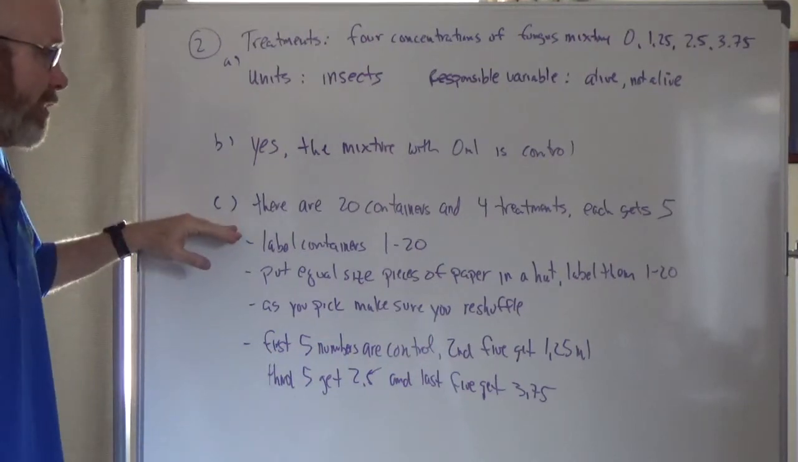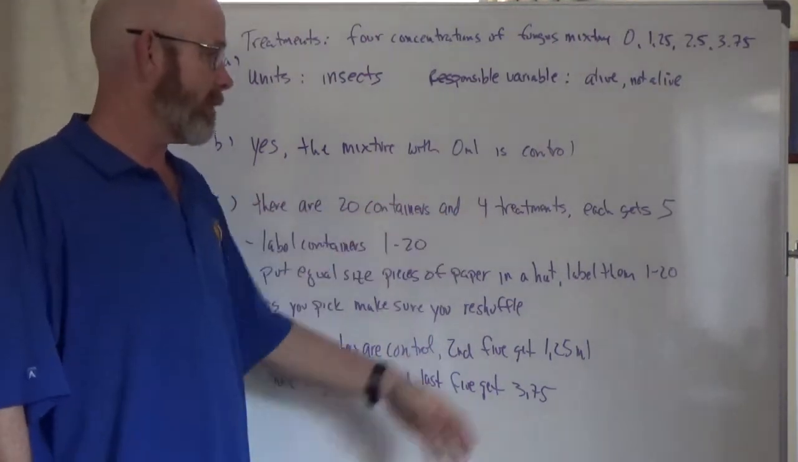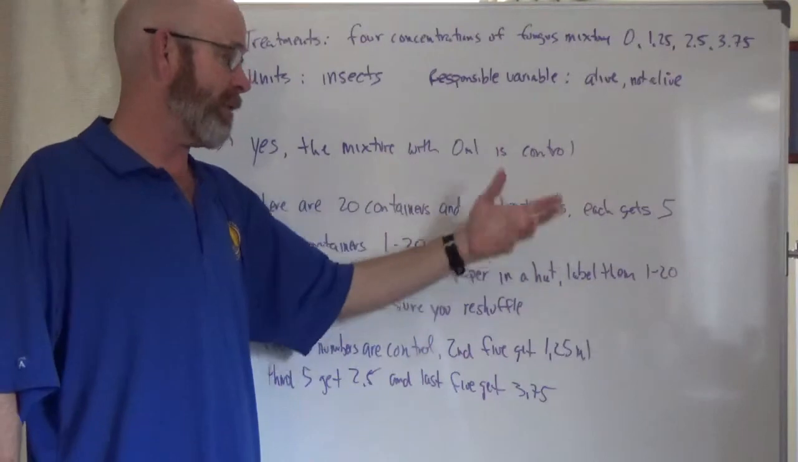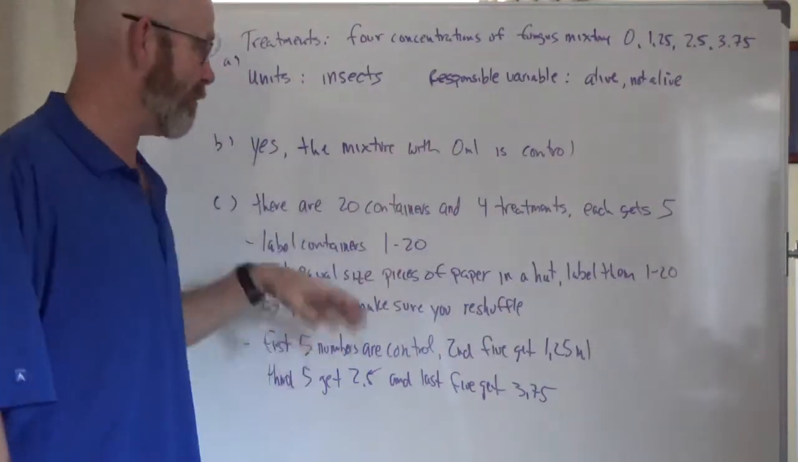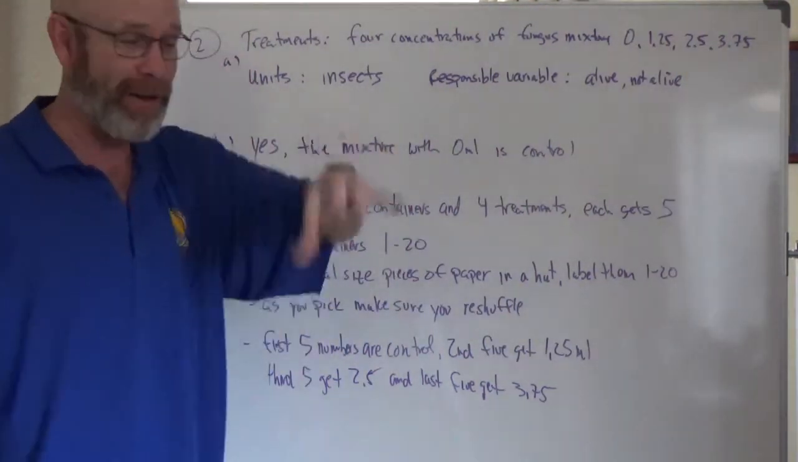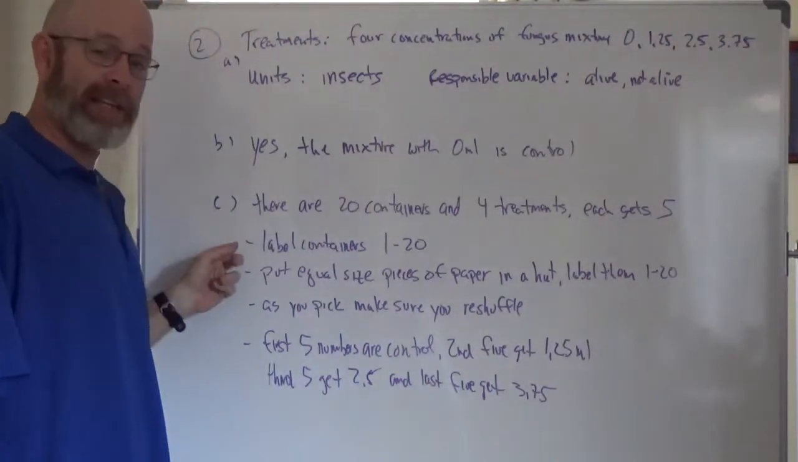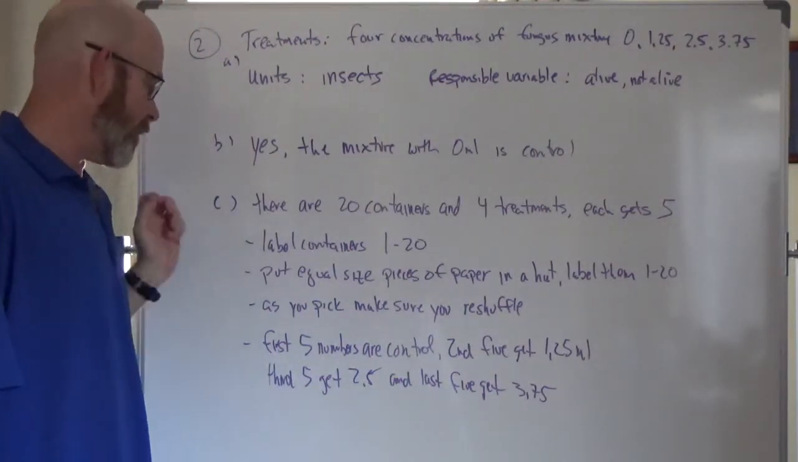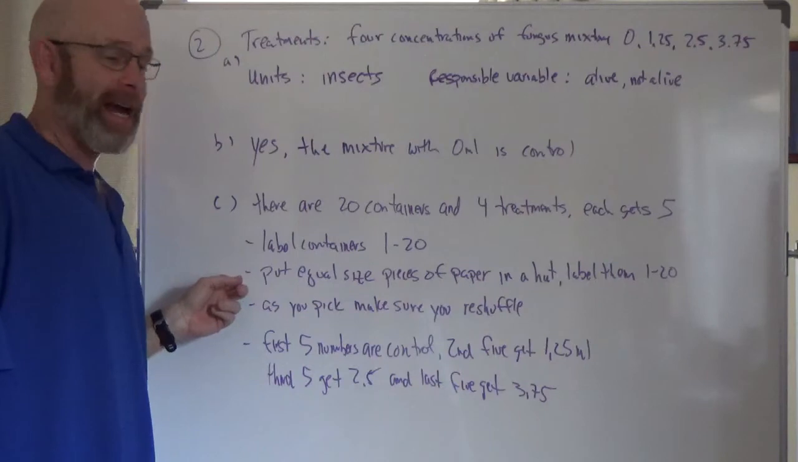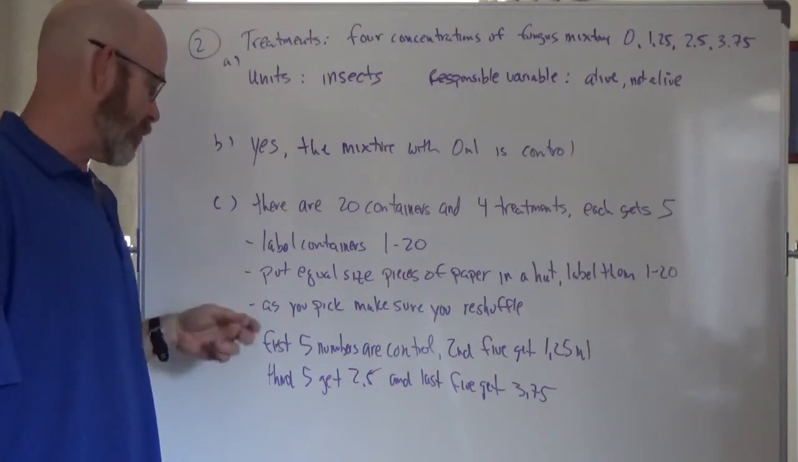So there are 20 containers. There's 4 treatments. So there's going to be 5, so let me try that again, 5 of the containers will have the same treatment, 5, 5, 5, 5. So we're just going to label the containers 1 through 20. We're going to put equal sized pieces of paper in a hat. We're going to label the numbers 1 through 20.